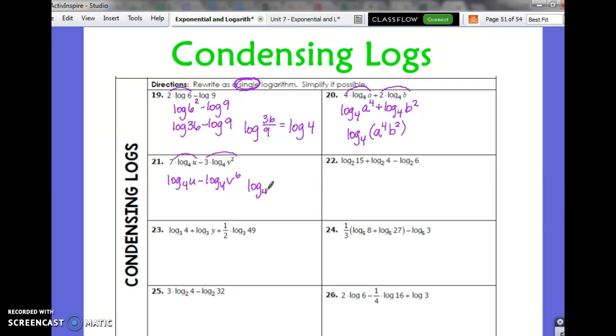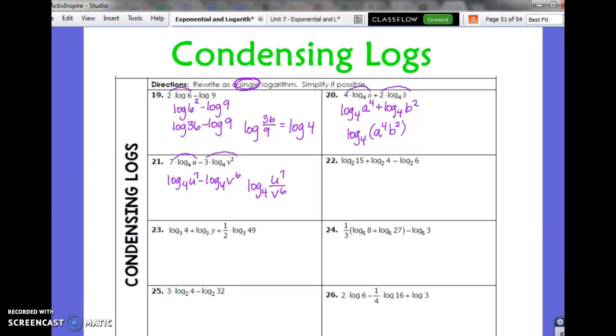So log base 4 of, oh, I forgot to take my 7 around to the back, didn't I? Log base 4 of u to the 7th over v to the 6th. And again, a lot of the time I will put mine in parentheses just to make sure that whoever's looking at my paper, or if I'm working something out, I remember that that expression belongs to that log. And then you just kind of continue in that same manner.